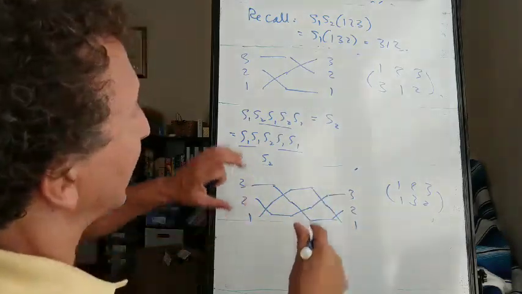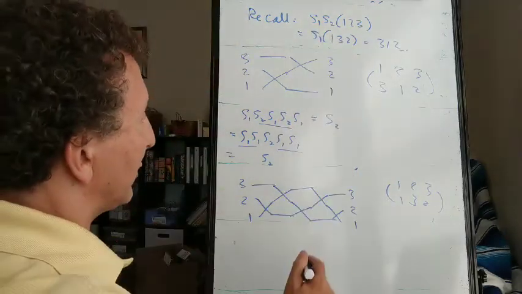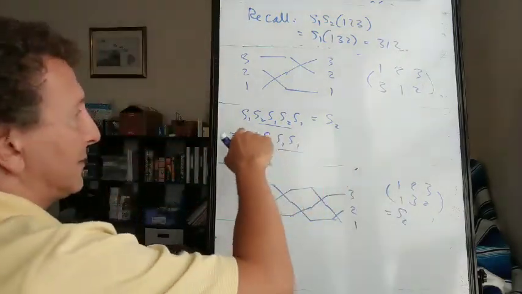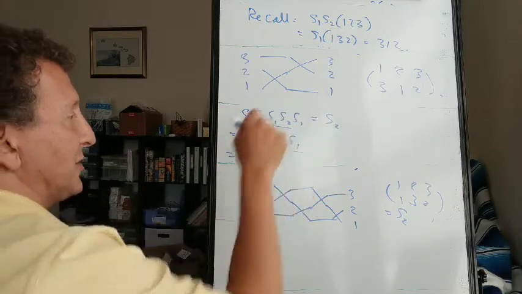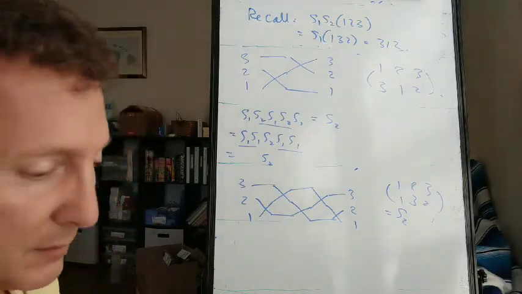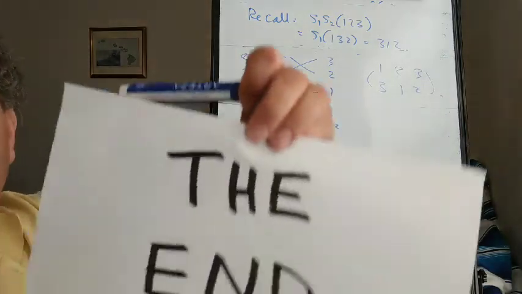Which is not consistent with what we did before because that's a different problem. 1, 3, 2 is S2. So that's consistent with multiplication of the generators up here. The end.